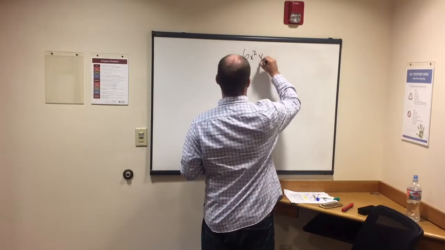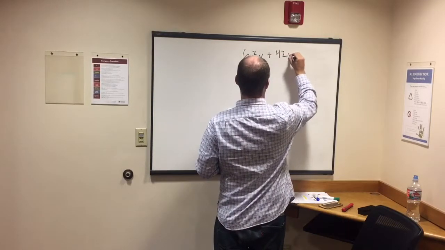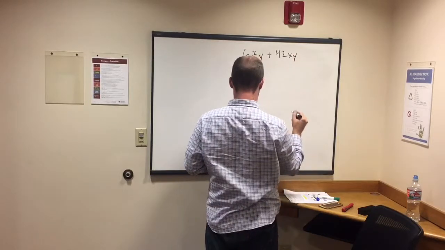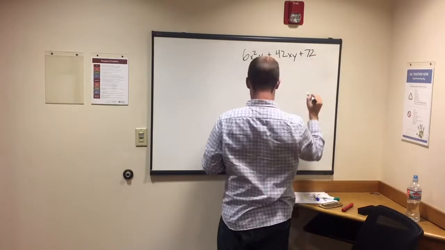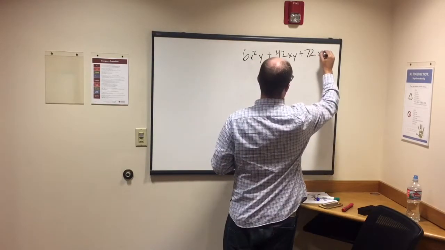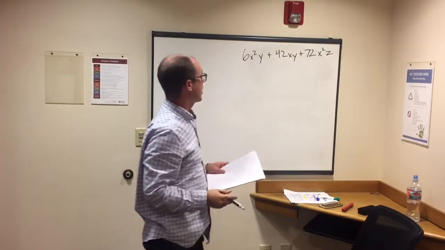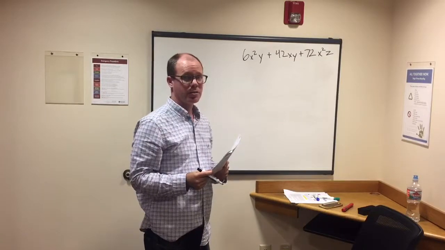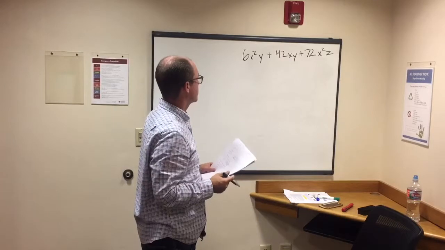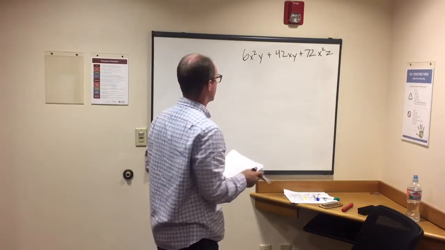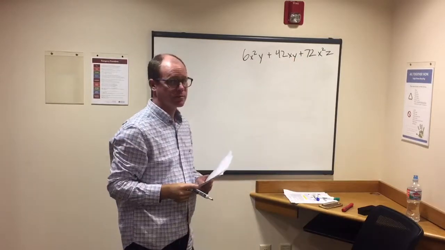6x squared y plus 42xy plus 72x squared z. All right, so that one, especially if you're not comfortable with factoring, probably just looks like a big mess, right? And so what we start with is, again, what from these numbers, 6, 42, and 72, can we take out of each of them, right?